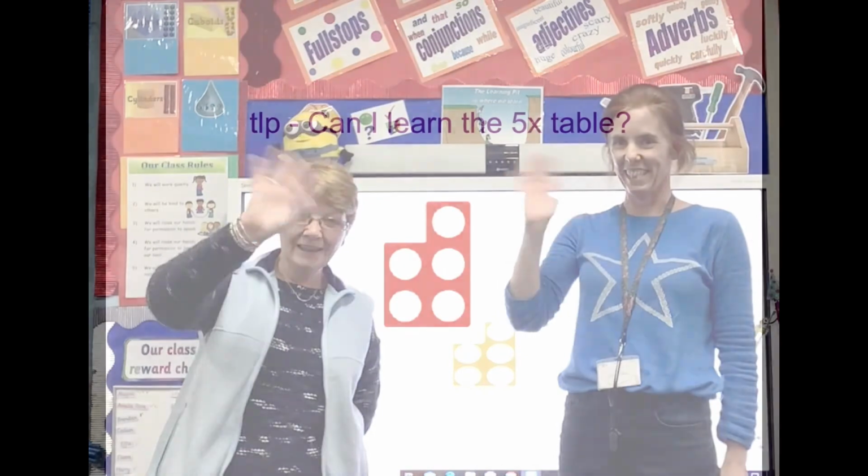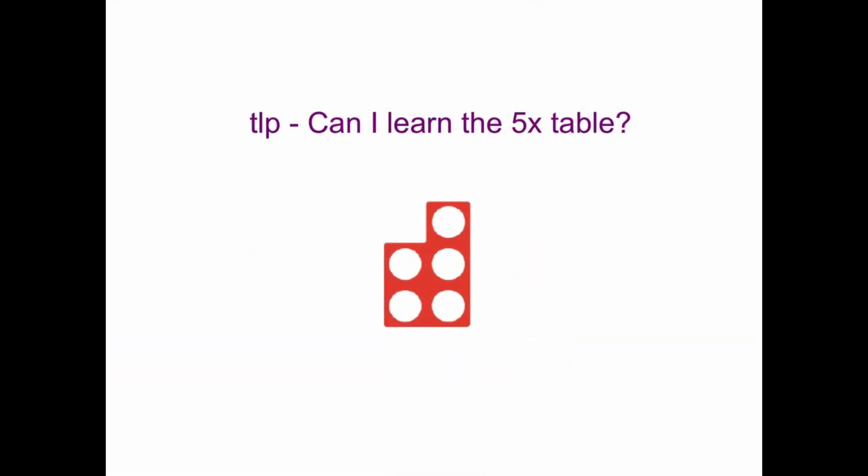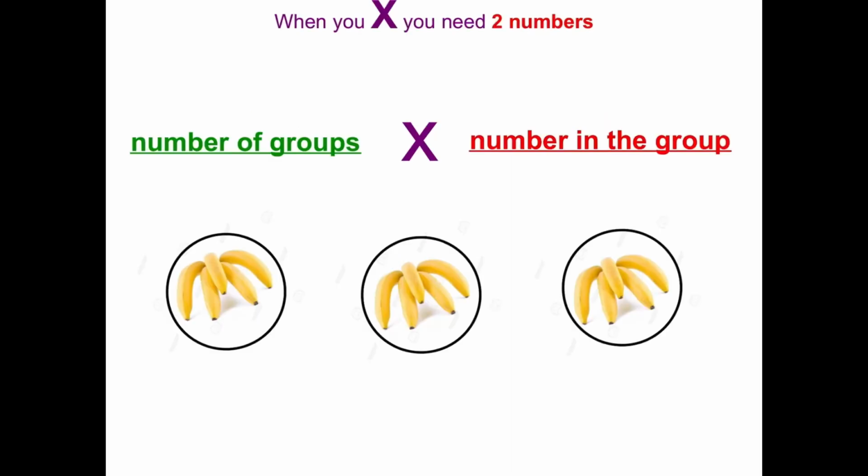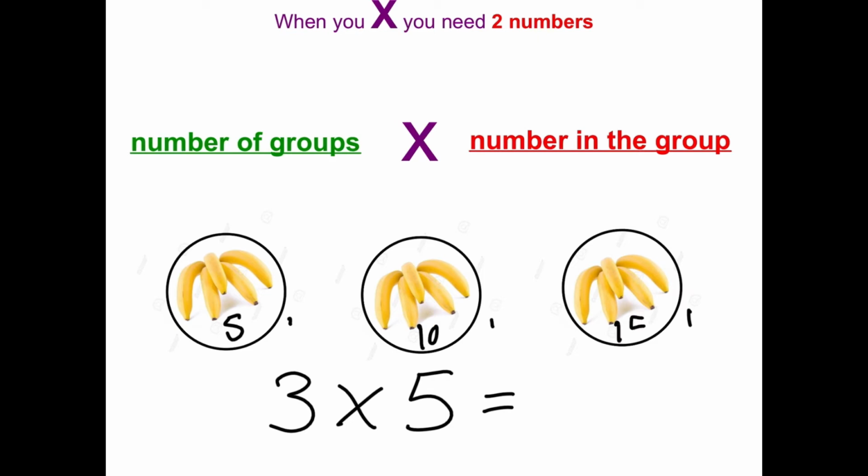So the TRP for today is, can I learn the 5 times table? Now remember, we're talking about the number of groups and the number in the group. So I've got a picture here from the 5 times table. We've got 3 groups, 1, 2, 3, and they've all got 5 bananas in them. So if we count them in fives, 5, 10, 15. 3 times 5 is 15.